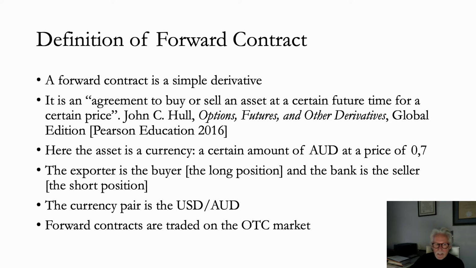Definition of the forward contract. So a forward contract is a derivative. What do we know about derivatives? A derivative is, in this case, a financial instrument that derives its value from an underlying asset. What's the underlying asset here? It's the currency pair. It's the price of an Australian dollar in terms of a US dollar.